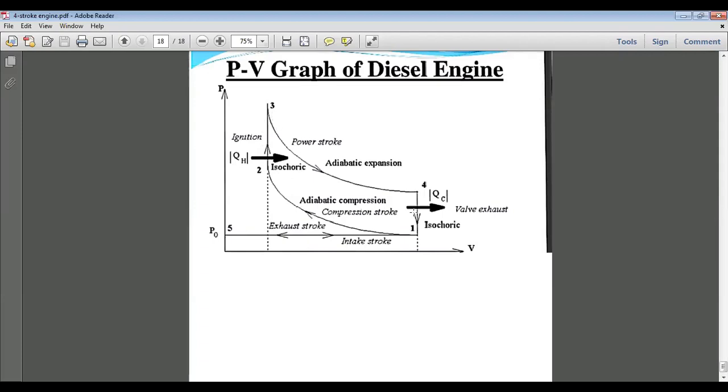And then 3 to 4 is the power stroke, which pushes the piston again downward to BDC and reduces the pressure, but the volume increases. Then there is the exhaust, where the pressure is further reduced and the volume remains the same. Finally, after the exhaust, the intake starts again. So this is the PV graph for the diesel engine.